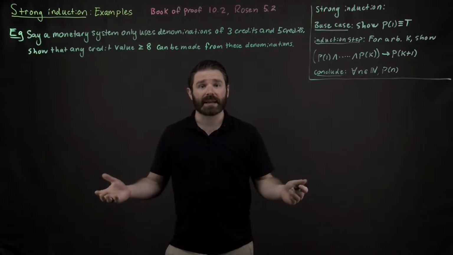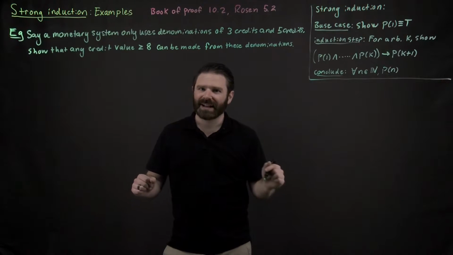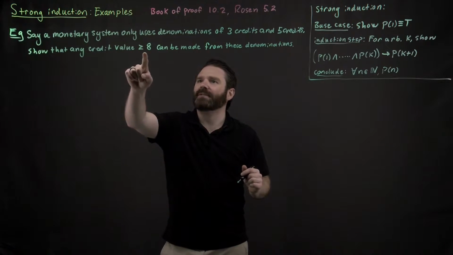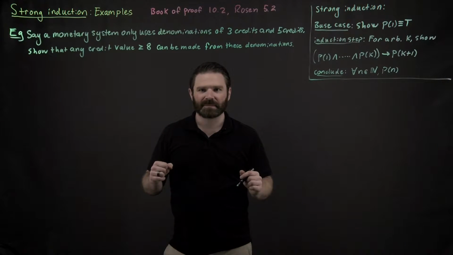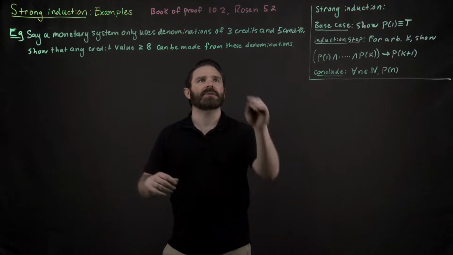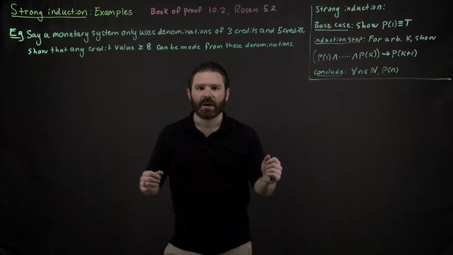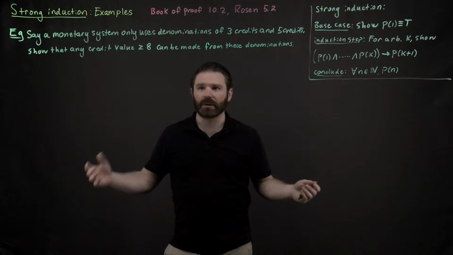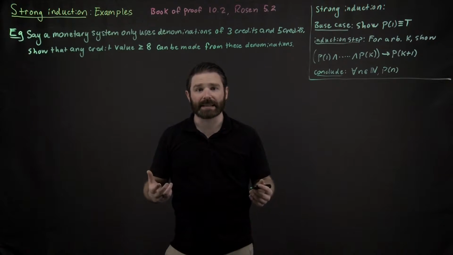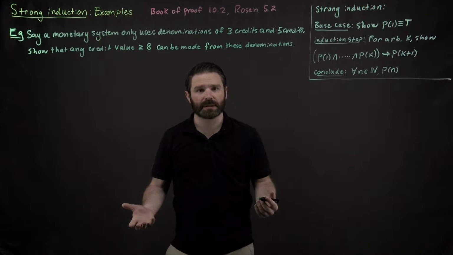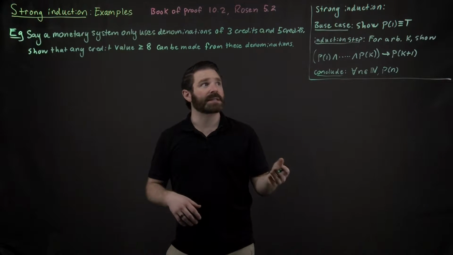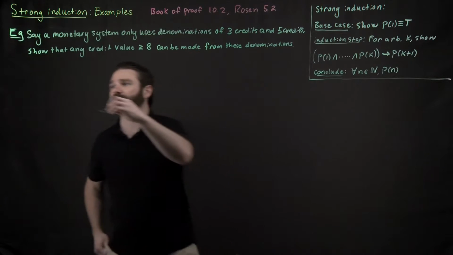What we want to show is that this monetary system works. Well, at least it works for any credit value greater than or equal to 8. So in this example, we want to show that using 3 credits and 5 credits, we can make up any credit value greater than or equal to 8 using those couple of denominations. So the way that I'm going to show this is by using strong induction.